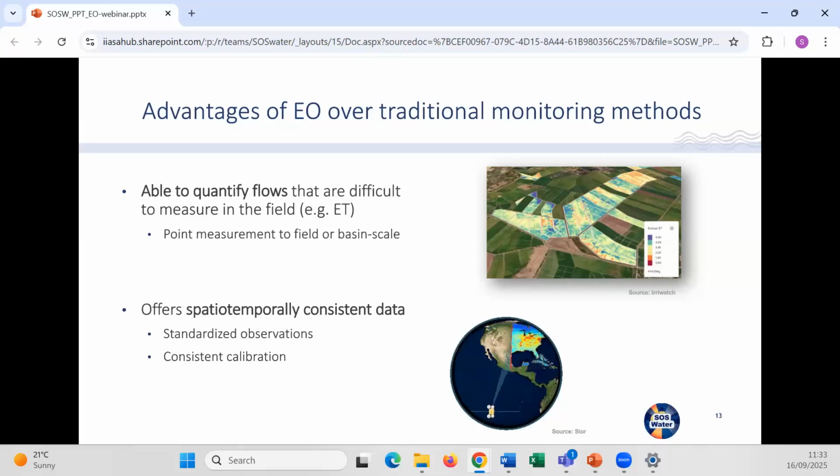Here on the right side, we see an image of how Earth observation is used to estimate evapotranspiration from crops in the fields.